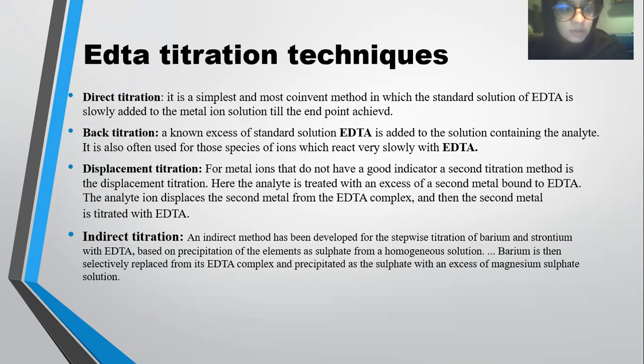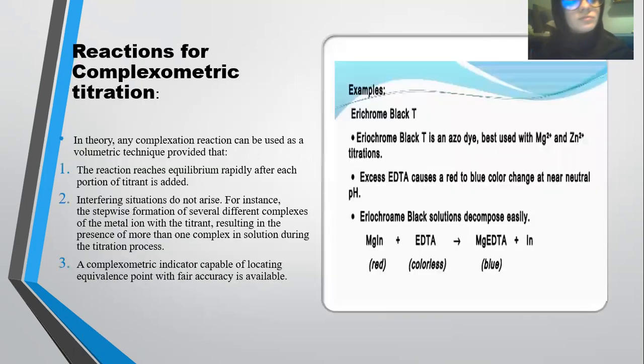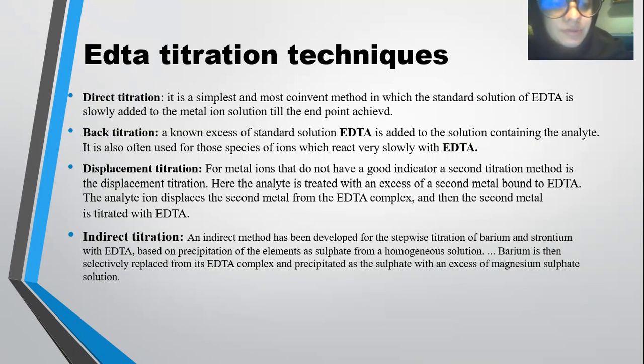Here are some techniques I will tell you: direct titration, back titration, displacement titration, and indirect titration. First, we will discuss direct titration. It is the simplest and most convenient method, in which the standard solution of EDTA is slowly added to the metal ion solution till the endpoint is achieved.